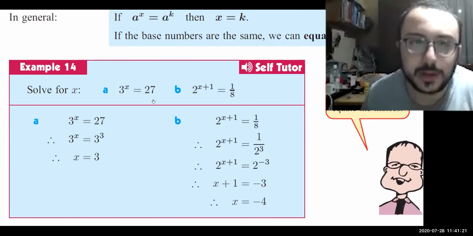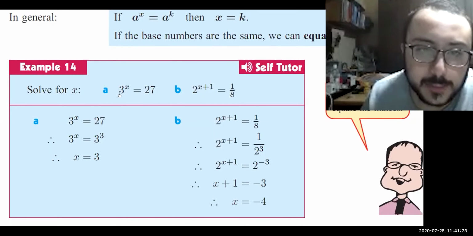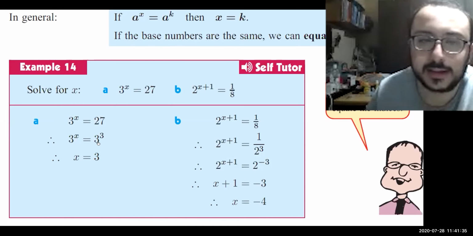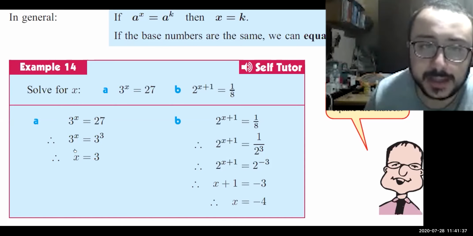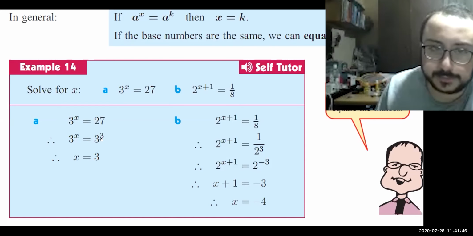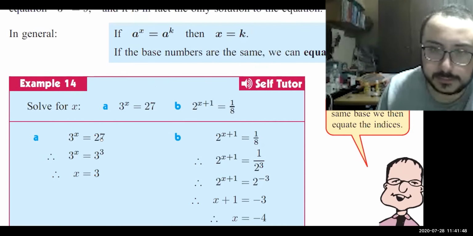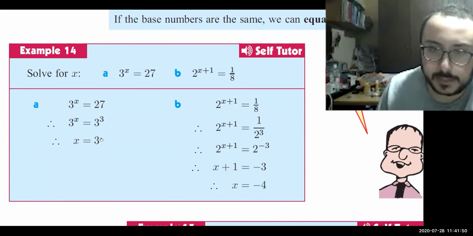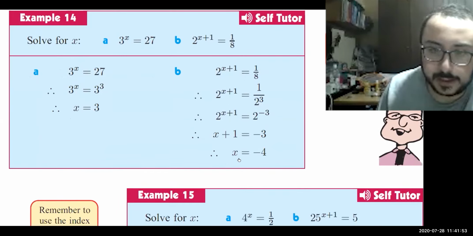Let's do this first one. 3 power x equals 27. It means 3 power x equals 3 power 3, because 27 is 3 power 3. So x equals 3. This x, the power, is equal to the power here, 3. And this is another example.